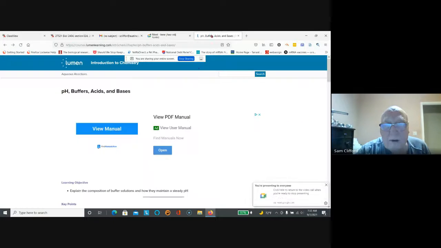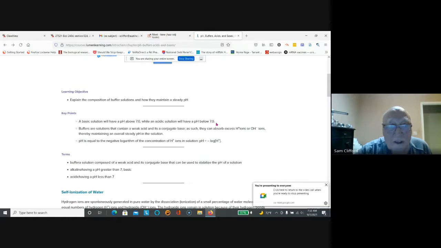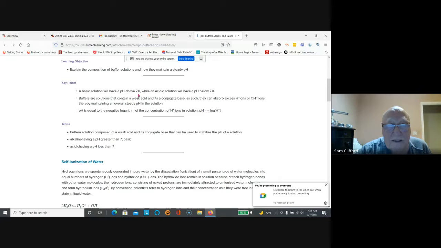Okay, so here we go. So pH, buffers, and acids. A basic solution is above 7, and an acidic solution is below 7. Buffers contain a weak acid and a conjugate base.